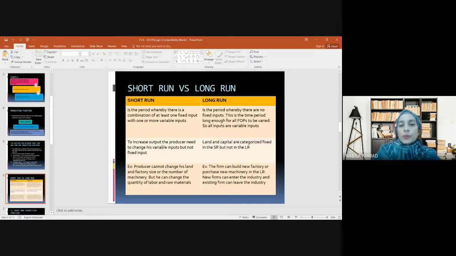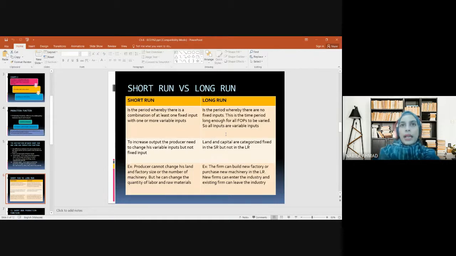Yeah, to increase output, the producer needs to change his variable input but not fixed input in the short run. For example, producer cannot change his land and factory size or the number of machinery, but he can change the quantity of labor and raw materials in the short run. Okay, what about long run? Long run is the period whereby there are no fixed input. It is the time long enough for all factors of production to be varied, so all inputs are variable input.